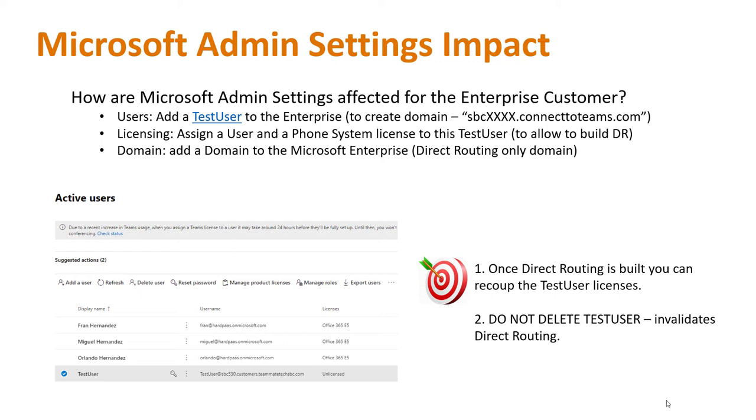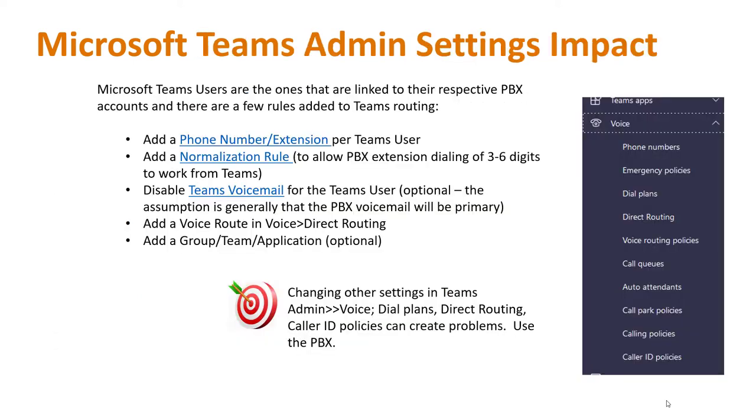However, the licenses that are automatically assigned to that test user by our system in direct routing setup can be recouped. They can be unassigned and assigned elsewhere. In the Teams admin, there are also a number of settings that are changed through the TeamMate integration. One would be a phone number or extension is assigned per activated user.